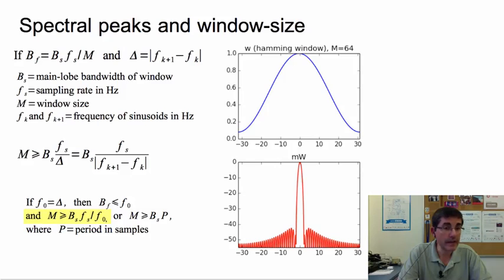And therefore, capital M, the window size, will have to be bigger or equal than B sub s multiplied by F sub s divided by F sub 0. Or if we express the cycle length as the period in samples, then this M has to be bigger or equal than B sub s multiplied by the period of the harmonic sound expressed in samples, which is this capital P.